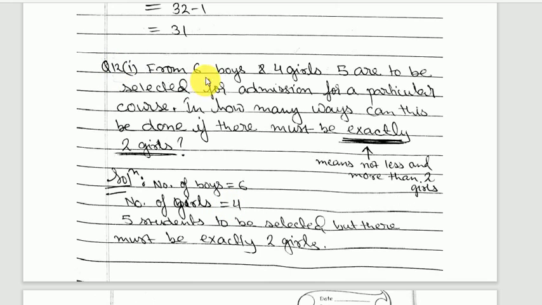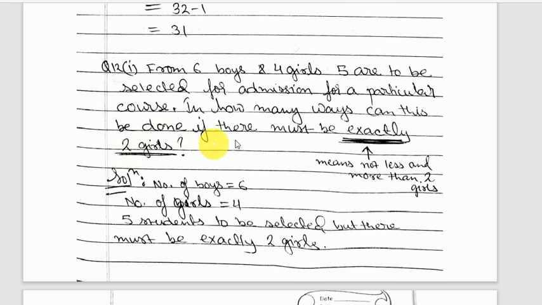Question 12.1. From 6 boys and 4 girls, 5 are to be selected for admission for a particular course. Out of these students, only 5 are to be selected. So in how many ways can this be done if there must be exactly 2 girls?